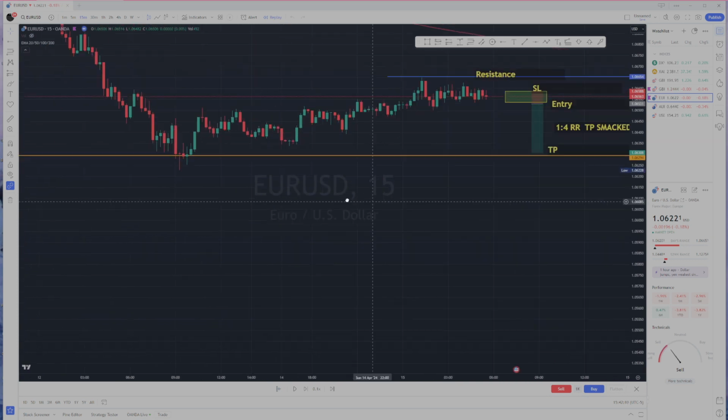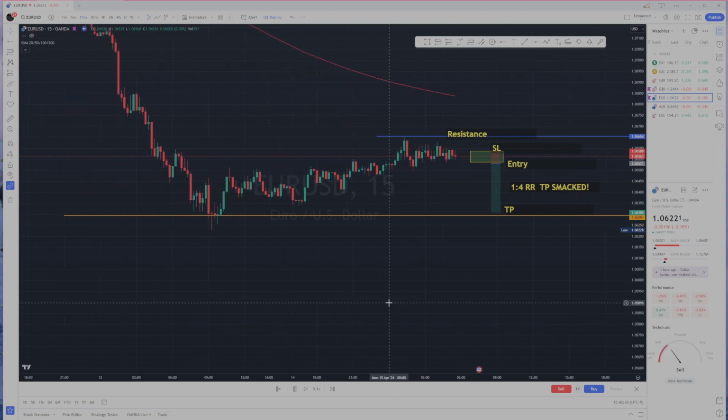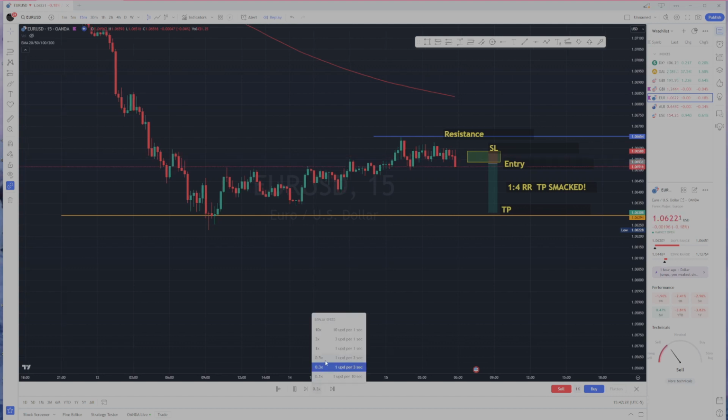Okay, let's start there. So the replay that I was in, just act like none of this is already here. We're going to watch the replay as it plays out. If you can see on the 15-minute chart, it's consolidating. I'm going to speed it up just a tad bit so we're not here all day.